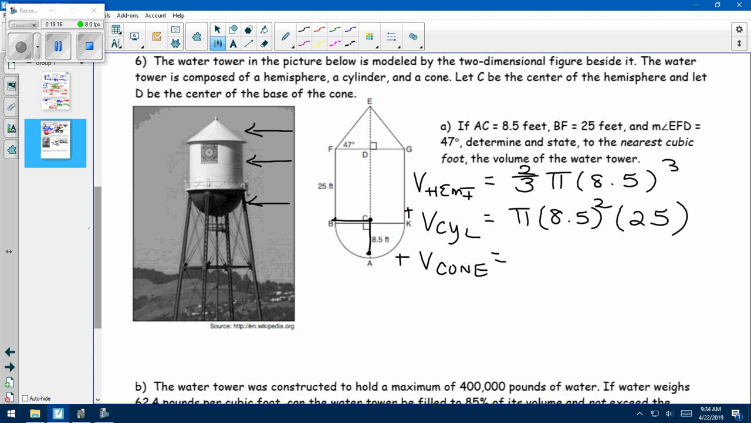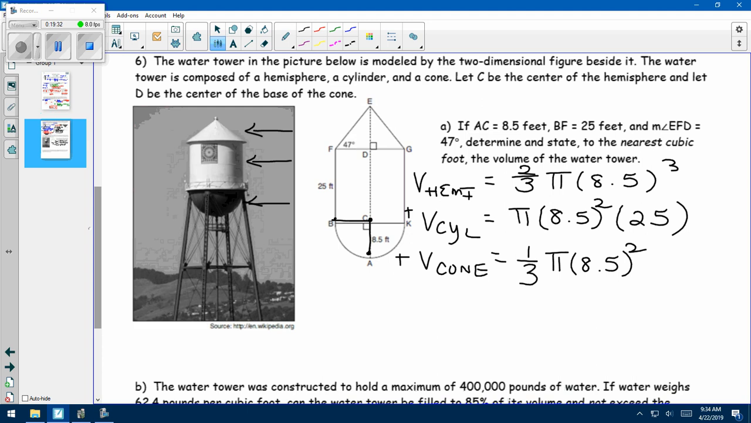Okay, and one more piece to go. We got that cone on top. The cone's volume, very similar to that of the cylinder, but remember it's 1/3 pi r squared h. The radius is still the same. We got that radius of 8.5 squared.